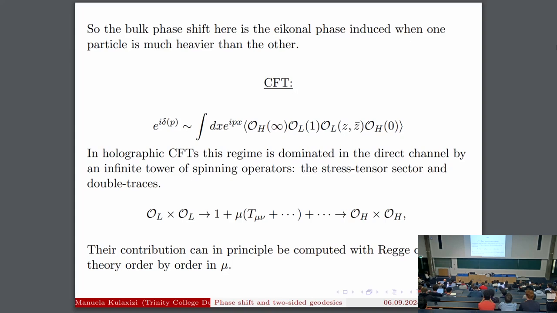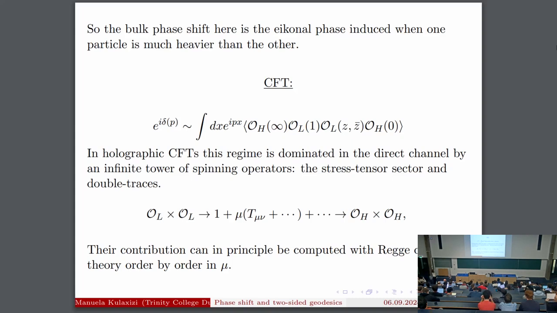So in holographic CFTs, if you want to look at this particular kinematical regime, and you want to look at what are the operators that are exchanged in the direct channel, you can classify them order by order in this parameter mu, although actually to get some interesting result, you would like to solve this problem to all orders in mu. But let's start modestly, and you will have an infinite tower of operators corresponding to each order.